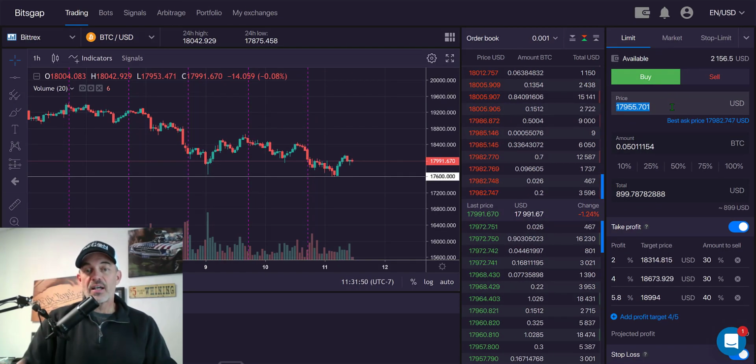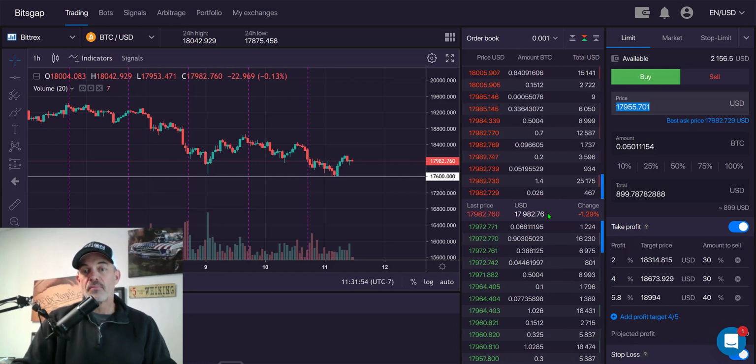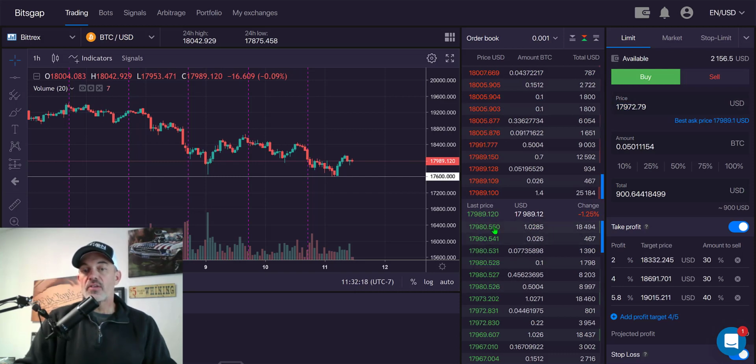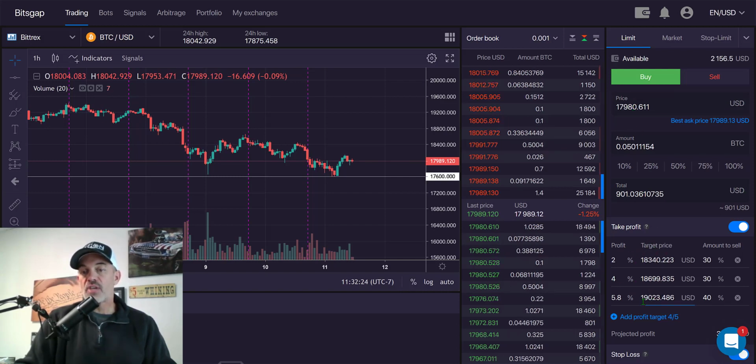And so in the time I was talking, this is part of the problem of making a live video while I'm trying to trade. The price action has moved up. And by clicking on the highest bid price, you can see the price over here changes and all these figures change. Now I'm back above that 19,000 level.